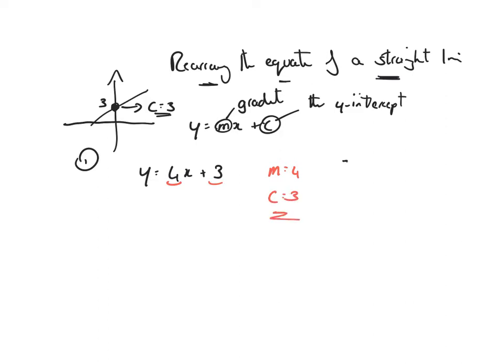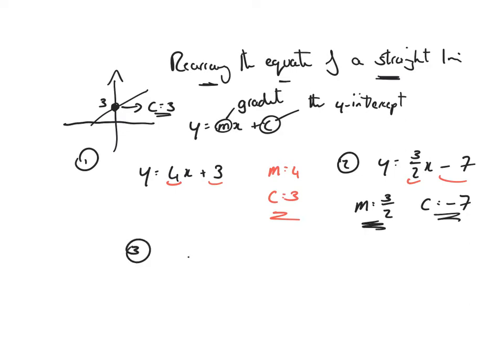Okay. Example 2. Let's say we had y equals 3/2 x minus 7. Okay, dead easy again. There's the gradient and there is the y-intercept. So the gradient is 3 over 2. That's the value in front of x. The y-intercept is, well, it's not 7, it's definitely minus 7.